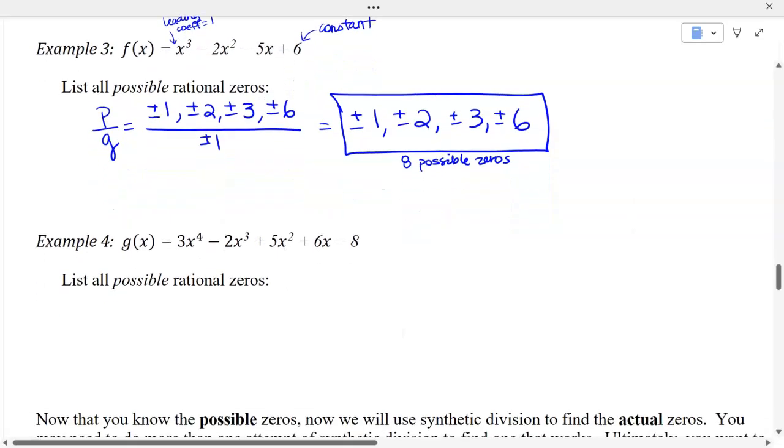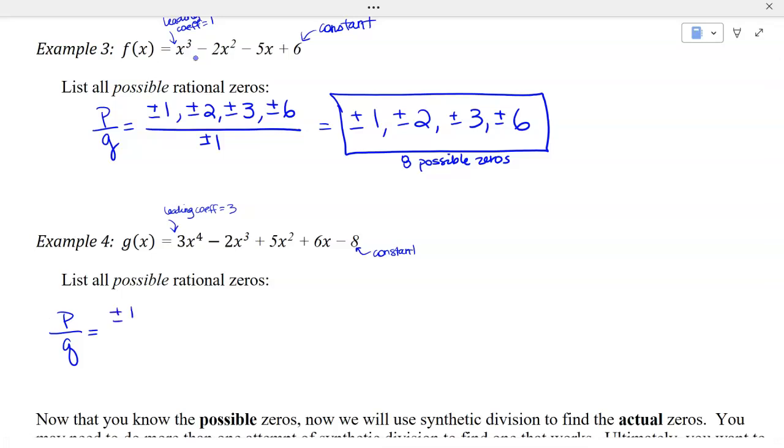Now let's look at another one. This one, again, if we look here at our leading coefficient, it's not just 1. Our leading coefficient here is 3, and then our constant is negative 8. So let's see, if we're talking about our P over Q values, we first want to think about our factors of 8, which are really just 1, 2, 4, and 8. And remember, we want to put a plus and minus in front of each one of those possible factors.